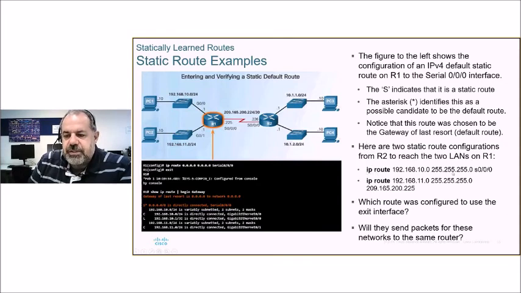Of course, this is a static route: ip route 192.168.10.0, its 24-bit mask, and then either an exit interface or a next hop IP address.